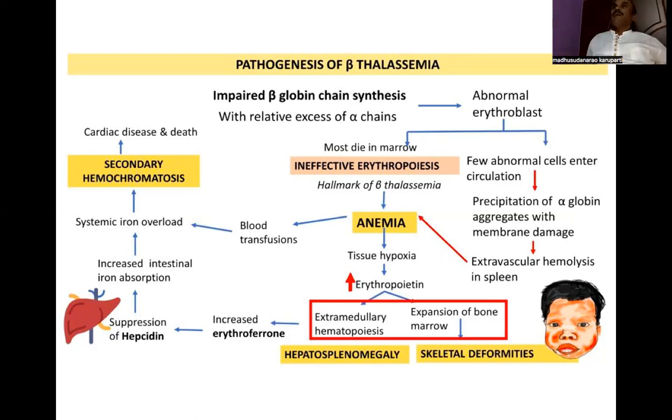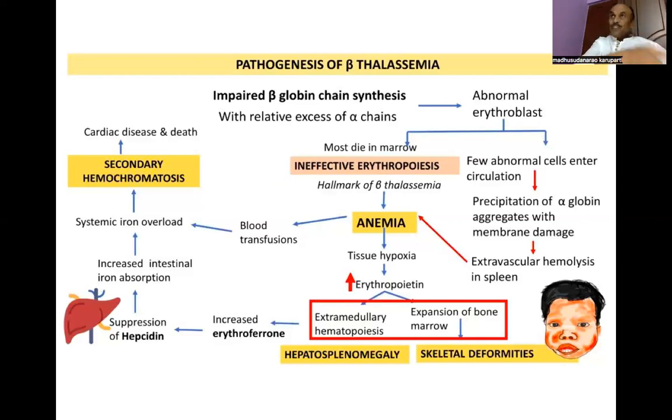The resulting anemia results in hypoxia. Hypoxia stimulates the erythropoietin secretion. That causes the erythroid hyperplasia and bony deformities. Okay. And extramedullary erythropoiesis results in the splenomegaly.